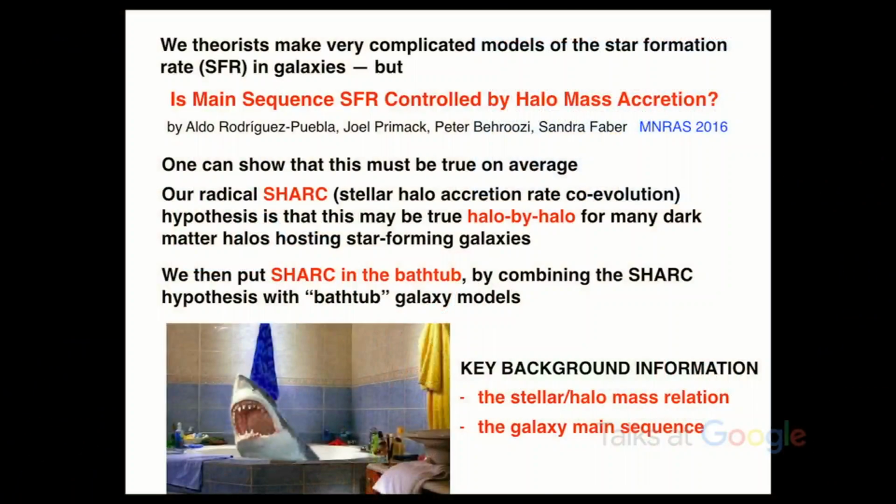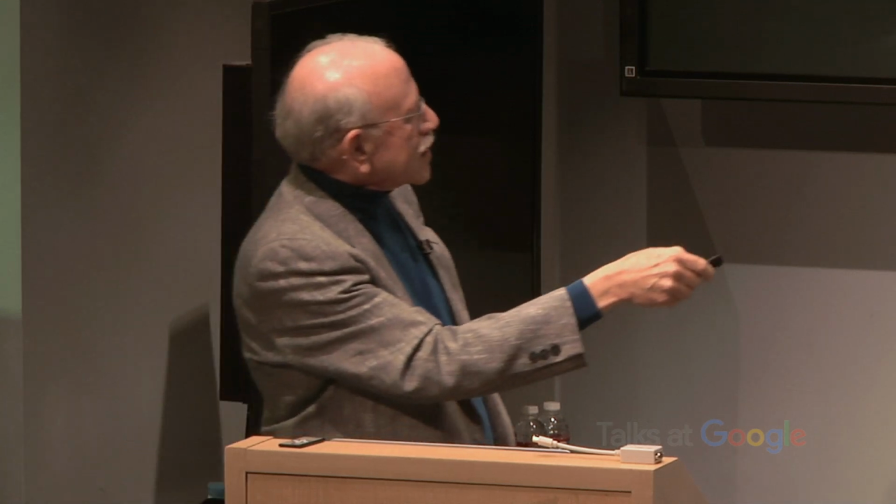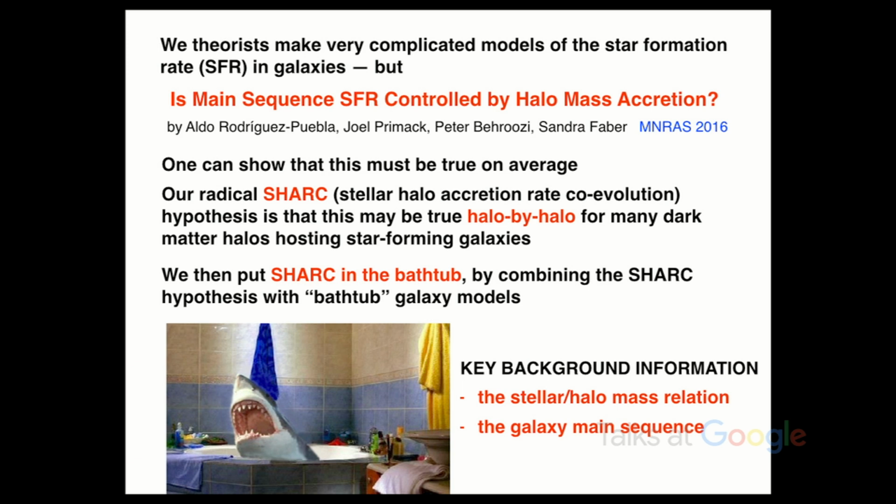So we try to understand in detail how stars form in galaxies. A couple years ago, last year I guess is when it finally came out, we published this paper suggesting that maybe the way the dark matter halos accrete matter is what's really controlling star formation in at least many of the dark matter halos hosting star-forming galaxies. We called this stellar halo accretion rate coevolution, or SHARC for short.